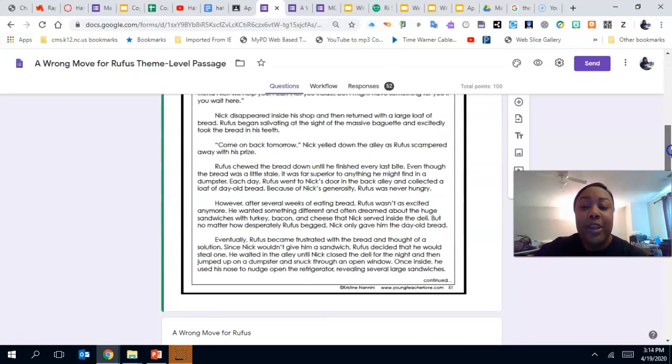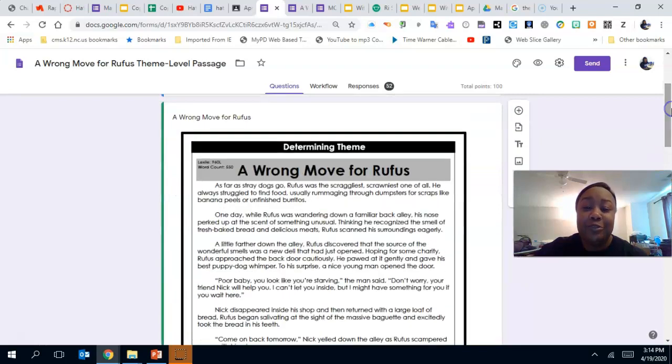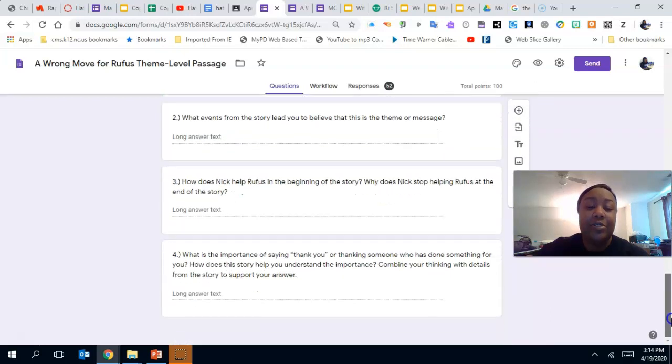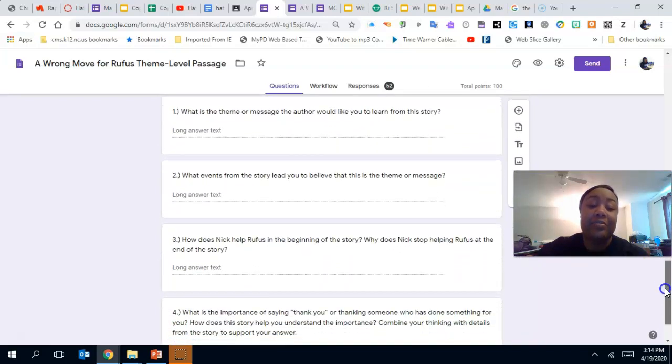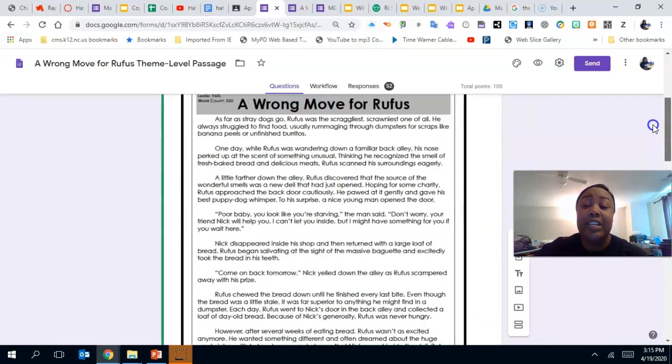So you read about Rufus' wrong move and how Rufus was a dog who was kind of starving, didn't have a lot of food. Then Nick, a bakery owner, helped him, gave him food, and he was enjoying it. He got a free meal every day. But then he got greedy, as some of us do, he wanted more, and he actually stole. So I asked you 4 questions about the events, how the character changes from the beginning to the end, and what the importance of saying thank you is.